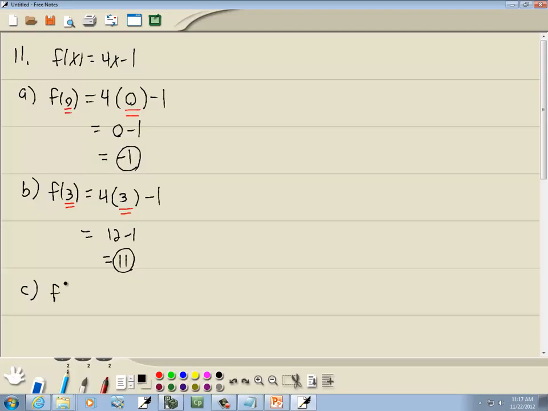F of negative 2. Well, we'll go to our 4x minus 1. Where x was, we put in parentheses. And whatever's inside these parentheses is what goes right here. So I'll put in negative 2 there. So that gives us negative 8 minus 1. Or it gives us negative 9.